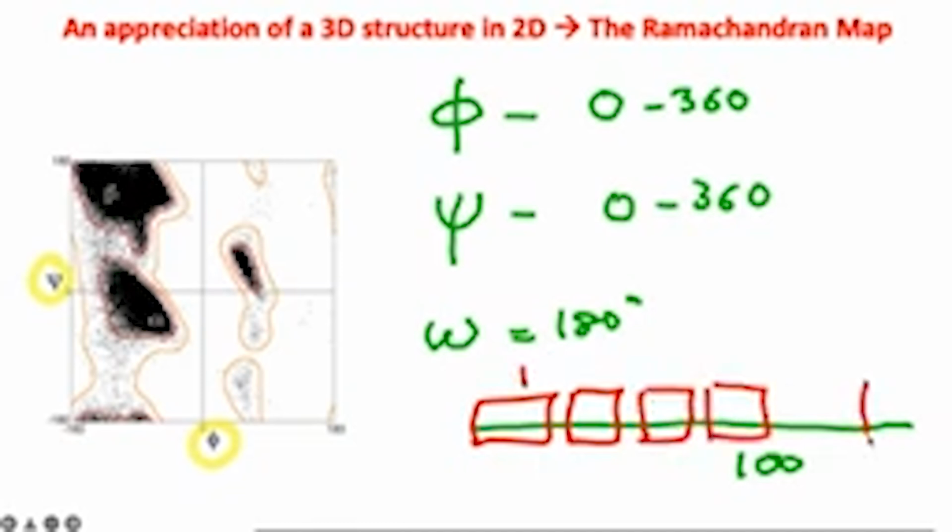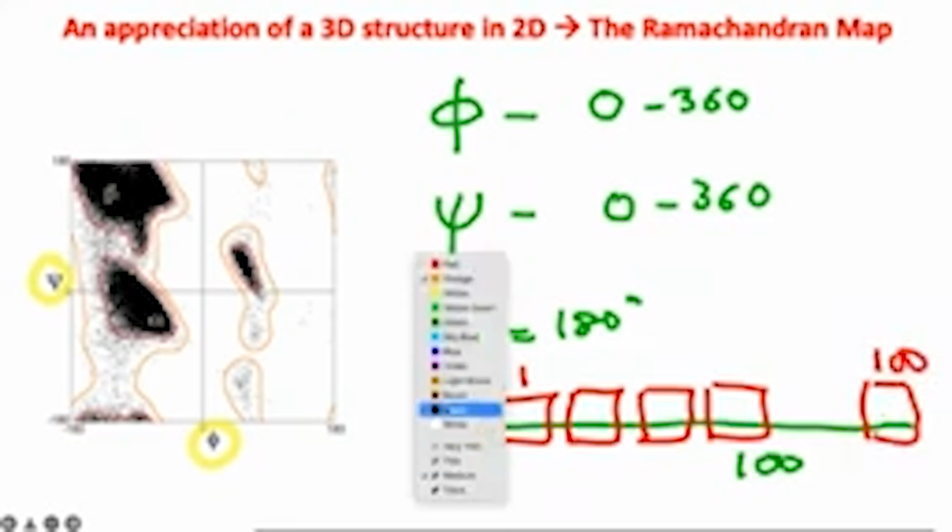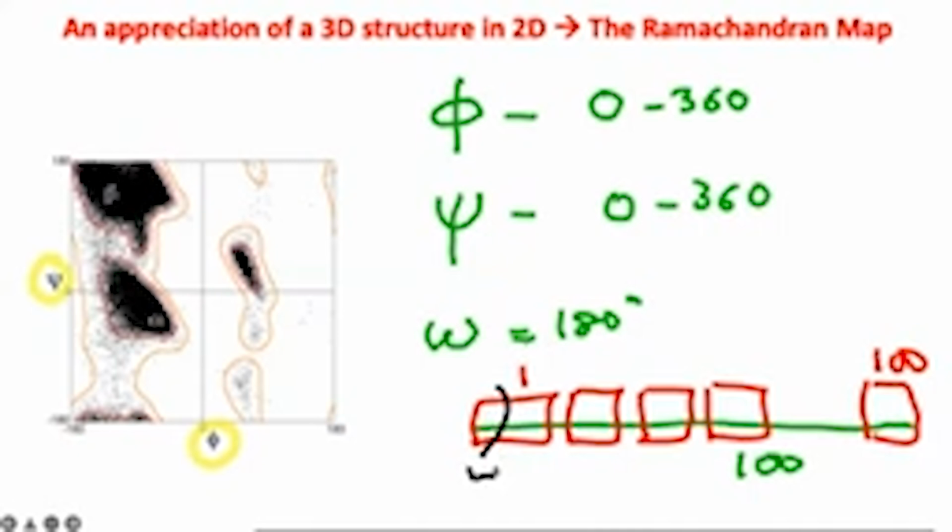This goes from 1 all the way to 100, and for each peptide unit there is a psi angle, and there is a phi angle. There is a psi angle, there is a phi angle. And if you plot for each unit the phi versus psi torsion angle, you get these dots in a two-dimensional representation.